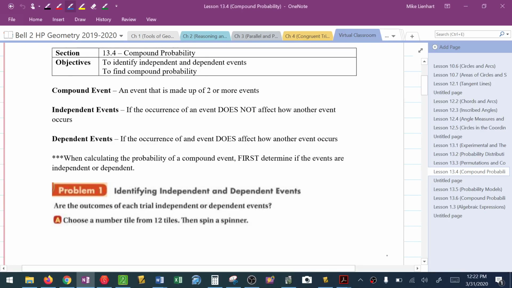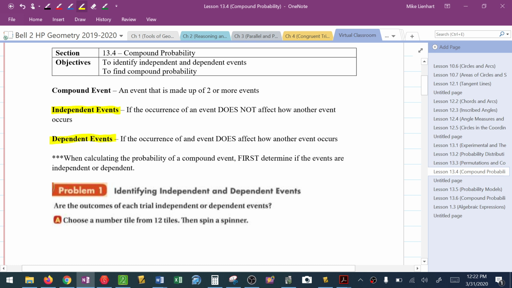This video involves what is called compound probability. Compound probability is an event that is made up of more than one event, so two or more events. Our objective today is to understand whether the events are independent of each other or whether the events depend on each other or not. So we're going to talk about independent and dependent events.